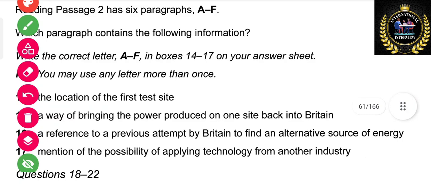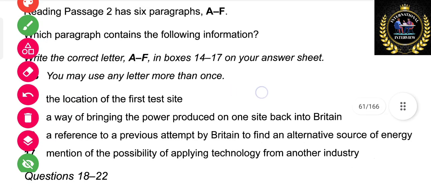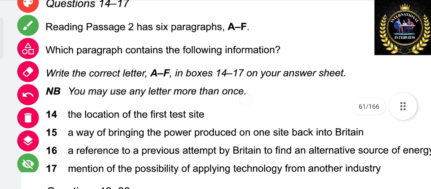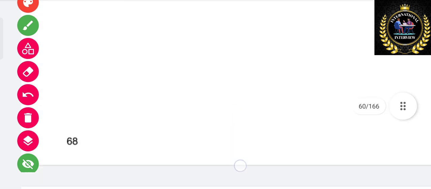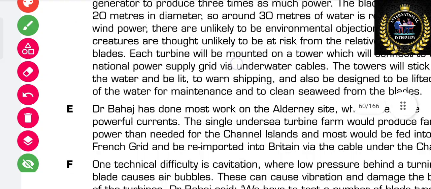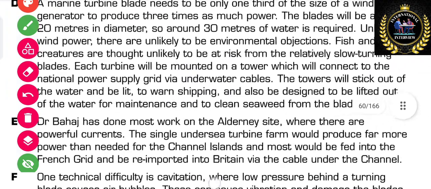A way of bringing power produced on one side back into Britain. So it is mentioned how the power was reintroduced into Britain. It is mentioned here how the power was reintroduced. We will read once again.